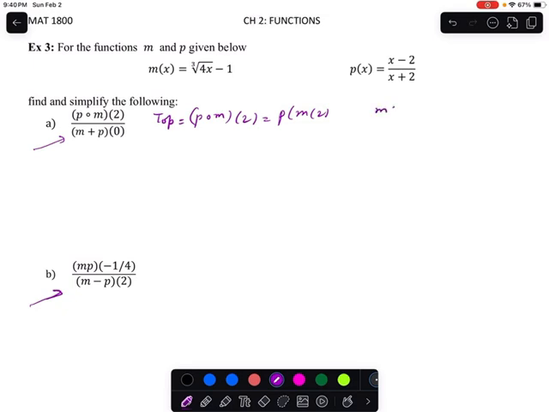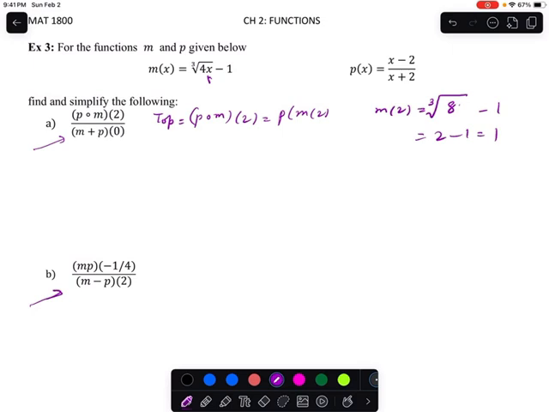So M of 2 is, how do I do that? I just plug it in for x. For x I plug in 2. So I have cube root of 2 times 4, which is 8. So we have cube root of 8, and then negative 1 on the side. Now cube root of 8 is 2. So this gives me 2 minus 1, which is 1. So this is M of 2.